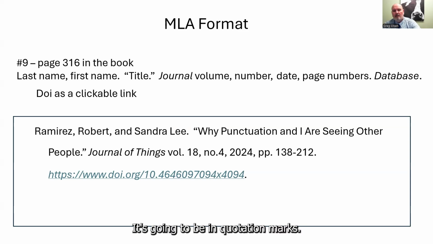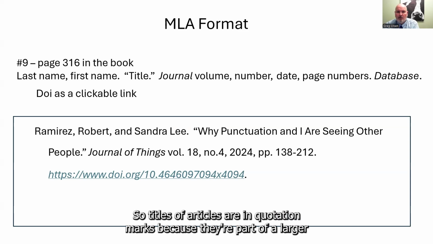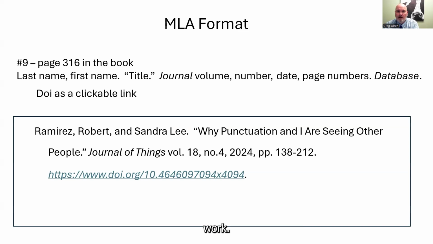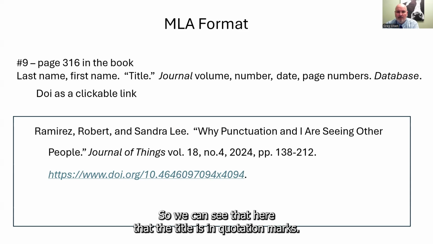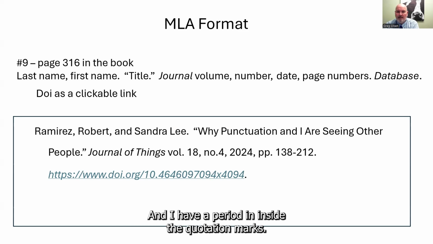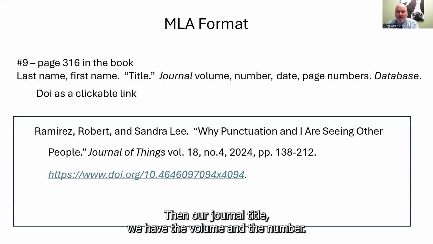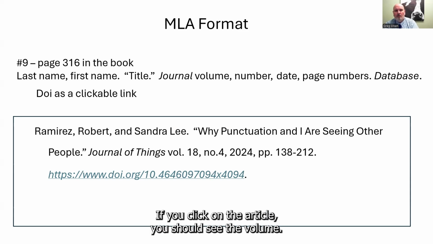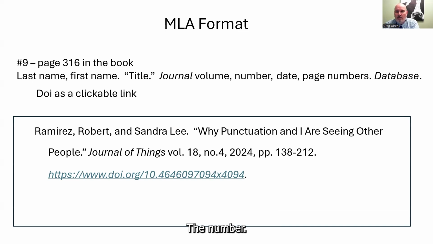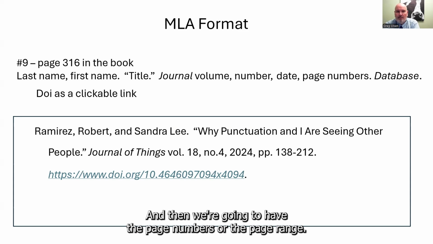We have the title. It's going to be in quotation marks. So titles of articles are in quotation marks because they're part of a larger work, whereas the journal title is going to be italicized. So we can see that here that the title is in quotation marks. We're going to have a period inside the quotation marks, then our journal title. We have the volume and the number, and all of this can be found on EBSCO. If you click on the article, you should see the volume, the number. We'll have a comma and then the date. And then we're going to have the page numbers or the page range.